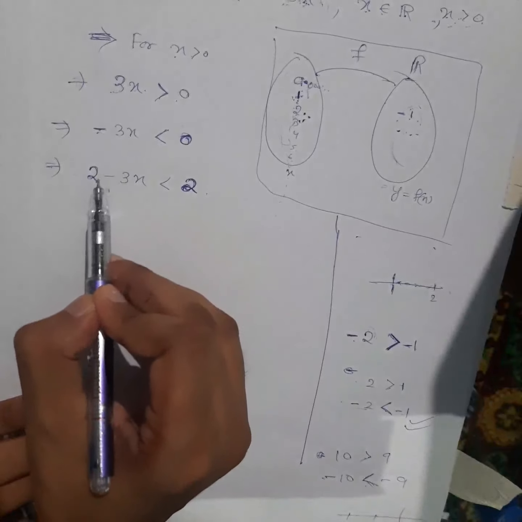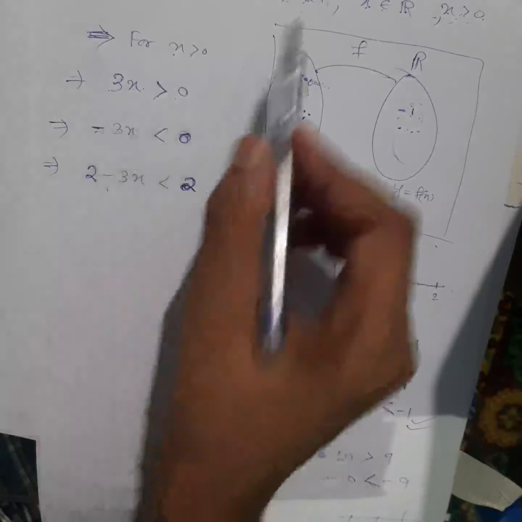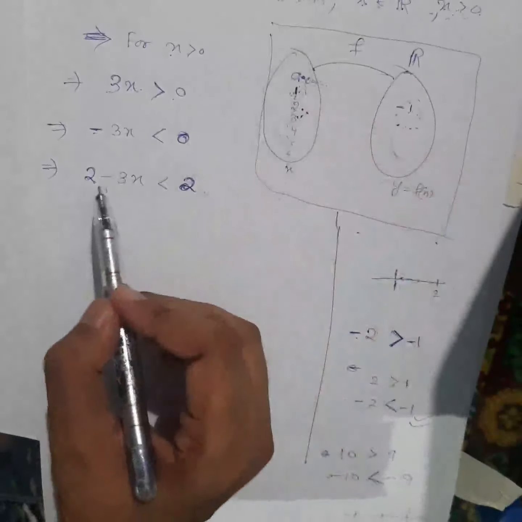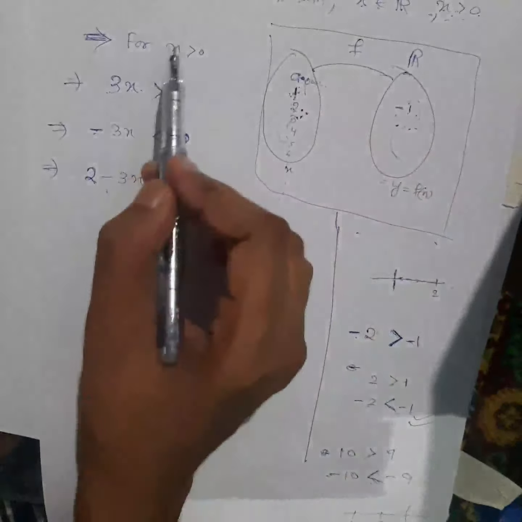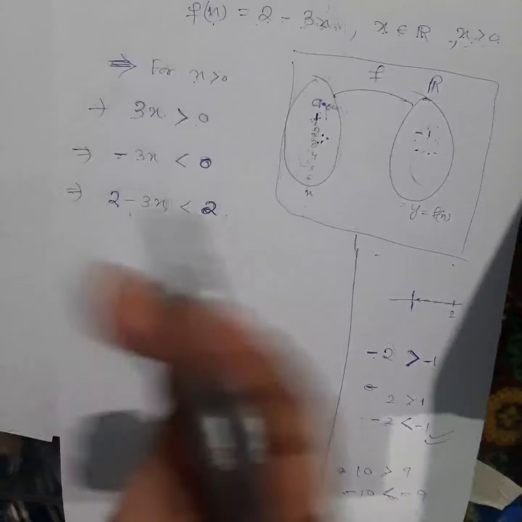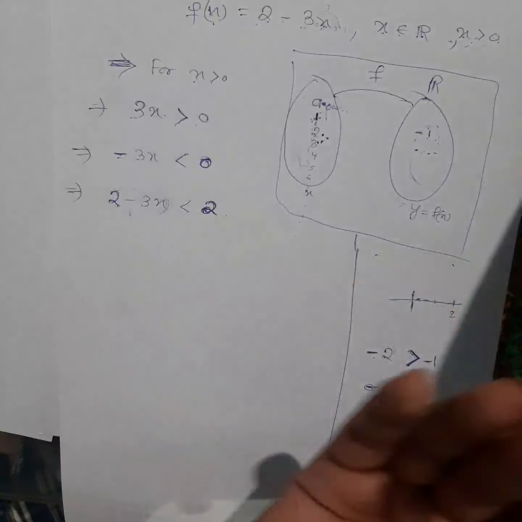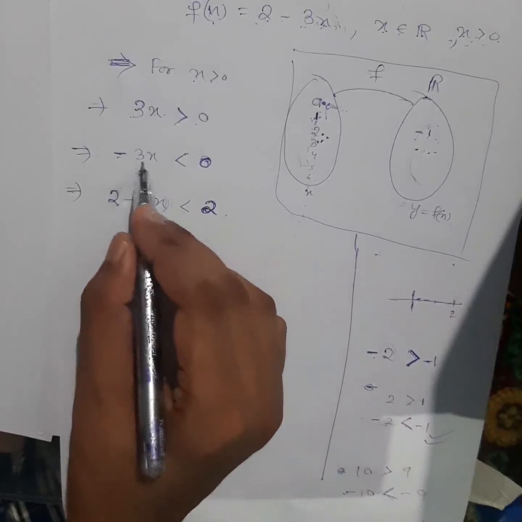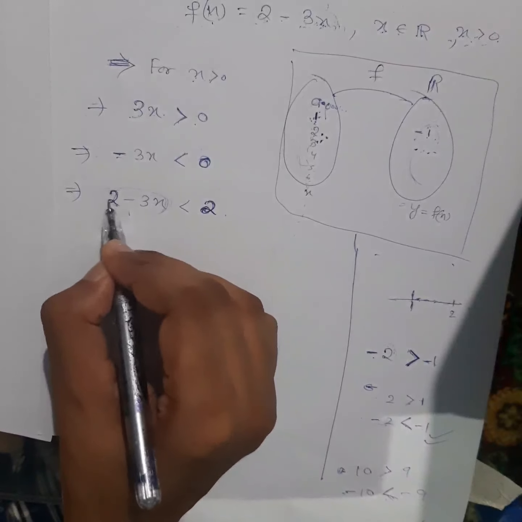Now after that I want here 2. Why? Because your question is like that only, right? I want to find out when x is greater than 0, this will be what kind of value? It will be greater than or less than what value? So you can see I need 2 here, right? So how can I put 2 here also?